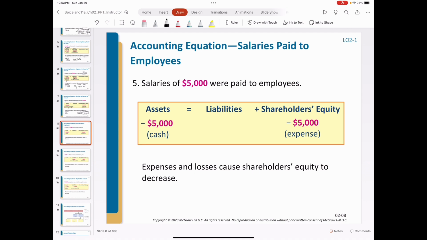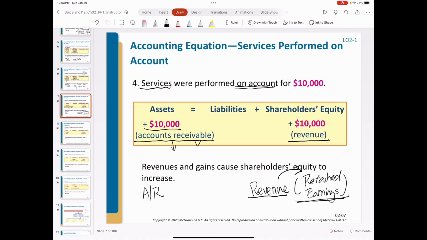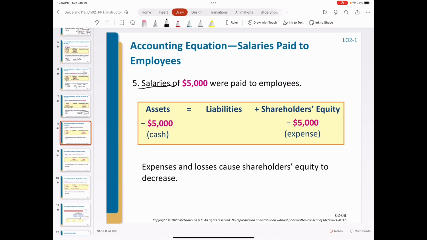Number 5, salaries of 5,000 were paid to employees. Because salary means this is an expense. Expense, different from revenue, which increases stockholders' equity, reduces stockholders' equity. So stockholders' equity reduces 5,000 because this is salary paid. That means there is a cash outflow. So the assets reduce because of the payment to the employees, while an expense is recognized.